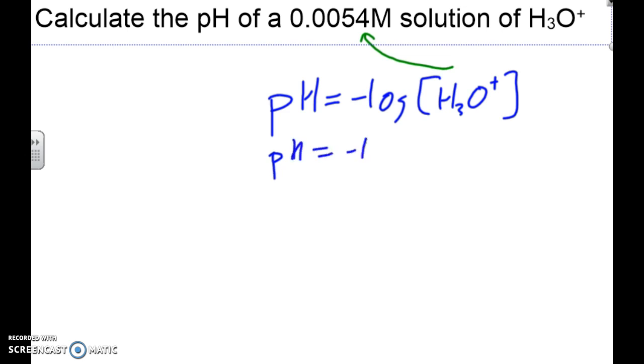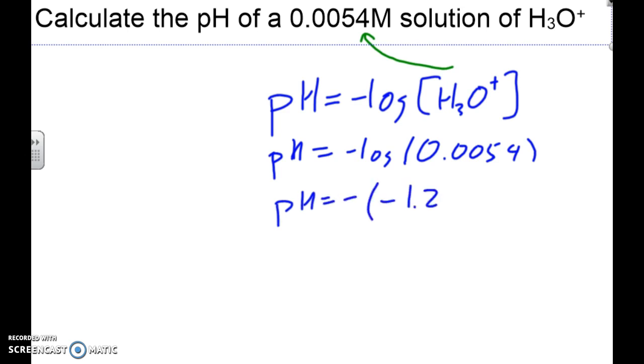pH is equal to negative log 0.0054. So when we take this and put it into our calculator, what you'll see is that we get a value that's negative 1.2676. And when we multiply these two negative signs together, we end up with a number that is positive.